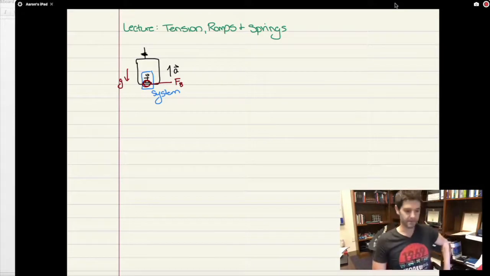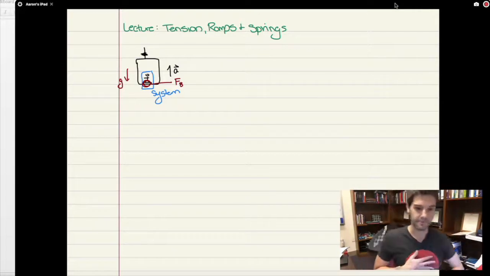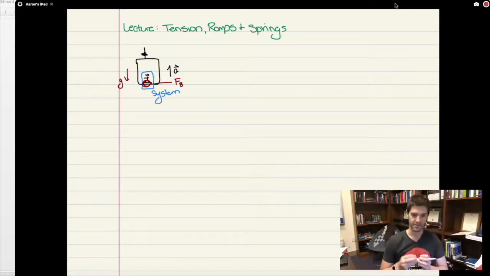Now you might think the elevator is accelerating upwards. We have to take that into account somehow, and we will. But it is not through any sort of force. The cable that's attached to the elevator is what is pulling on the elevator and causing the elevator to accelerate upwards, but that is not what is causing me to accelerate upwards.